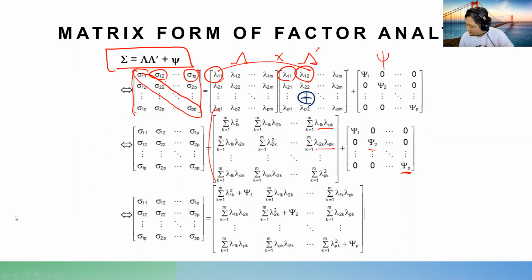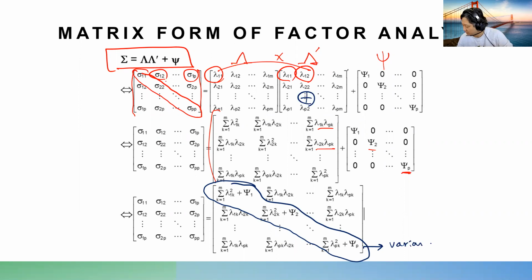So this part is our total variance. The total variance is what? It is communality plus error. Does that make sense? Any questions?